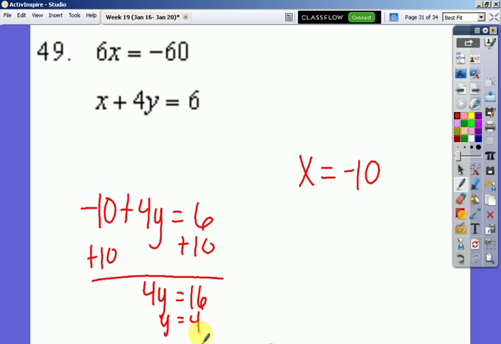Okay, what you got? 8. And so now I'm just going to plug it into one of the originals. Well, the second one. That's the only one I can plug it into because there's no y on the first one. So, actually I don't even have to plug it in. What do I know x is? Negative 10. So what's my ordered pair? Negative 10, 4. And again, just double check that the bottom one makes sense. It's negative 10 plus 16. Is that 6? It is. So that works. Questions on that?